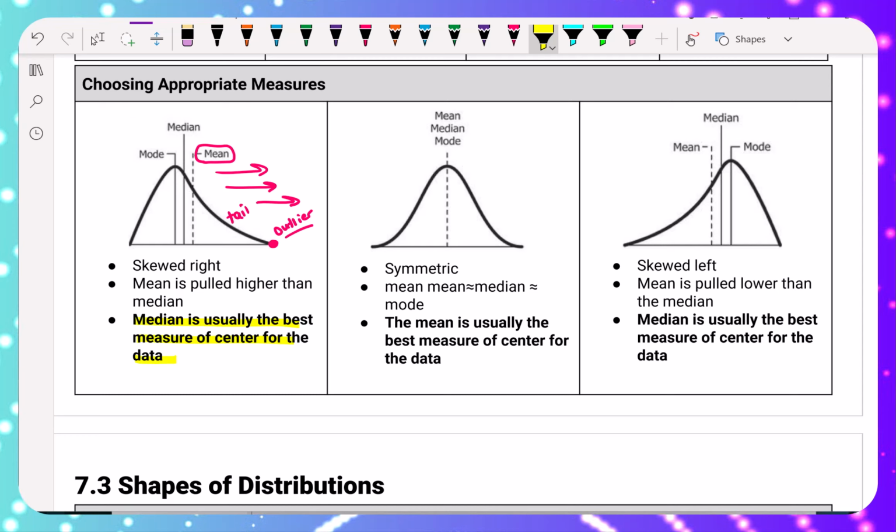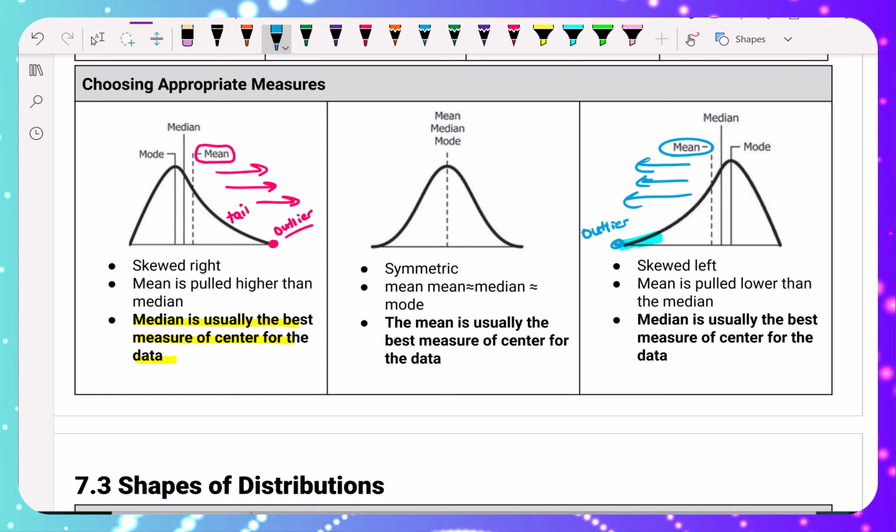Okay. Now, if you look at the other side, so I've got a tail over here. It's pulling the data because of this outlier. I've got a really small number compared to the rest of my data. It's pulling to the left. And if you notice, see what happens to the mean? It's also pulled to the left. So once again, we do not want to use the mean for this. We want to use the median because it is less affected.